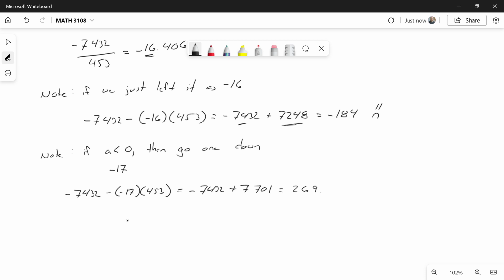So again, this tells us that negative 7,432 can be written as negative 17 times 453 plus 269. So that's the first example.